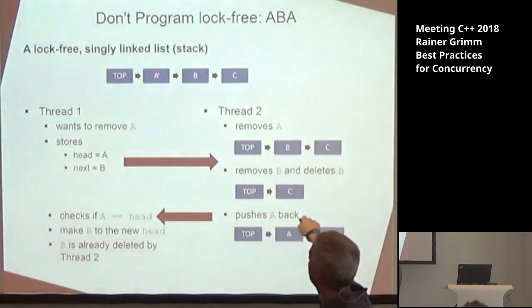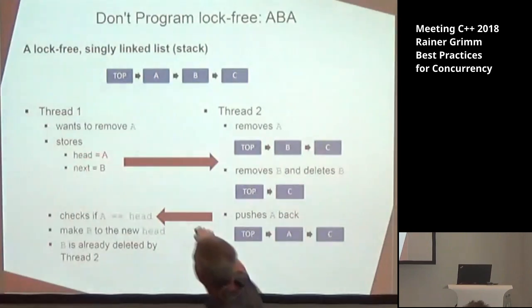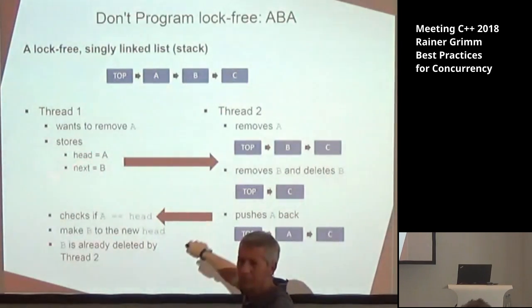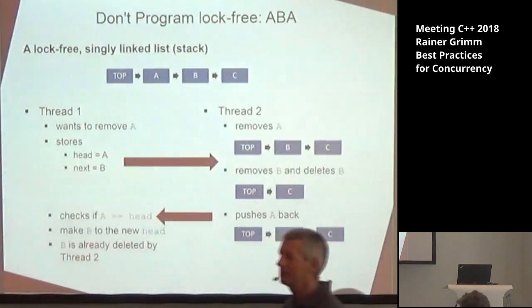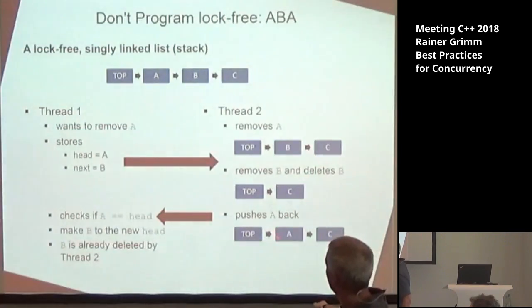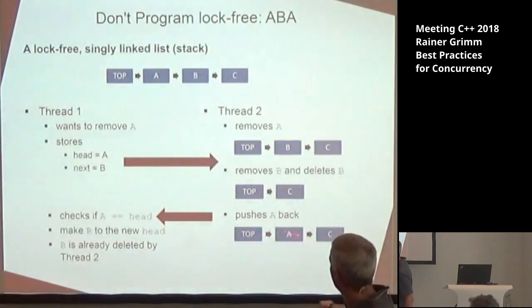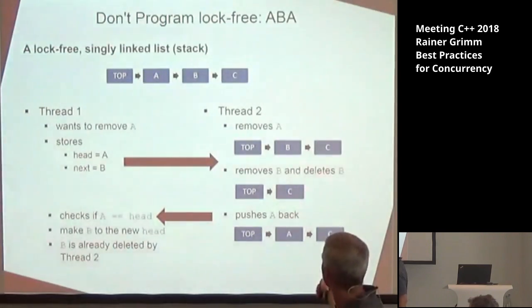Have a look here. I have a simple stack, top A, B, C, and I want to remove A. I want to make a new head. Quite easy. What I do, I store A and I store B because I want to make it the new head. Then another thread kicks in. Another thread removes A, it removes B and deletes B, and then it recycles A. Okay, now the stack looks like here. B is gone. B was deleted.